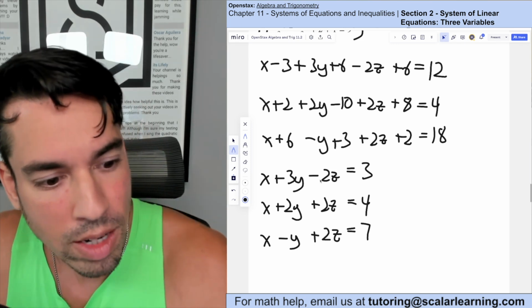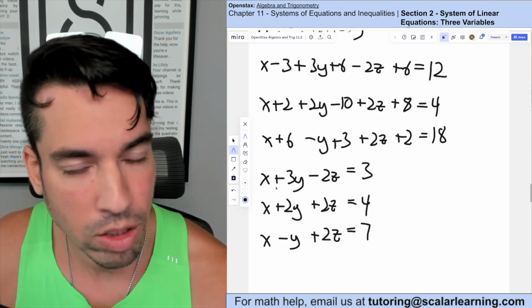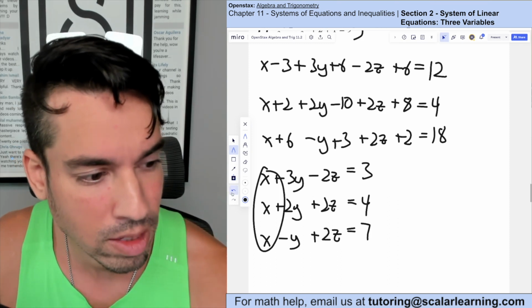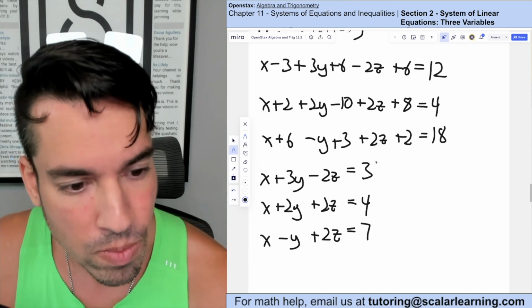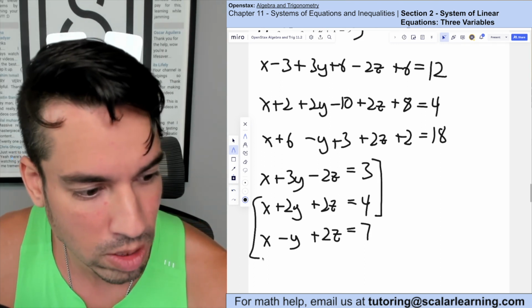Okay, great. Now I see a really easy opportunity to do one of two things. I can either eliminate x's, right? Or I can eliminate the z's. I'm actually going to opt to eliminate the z's, okay? So I'm going to group these two together, and I'm going to group these two together.